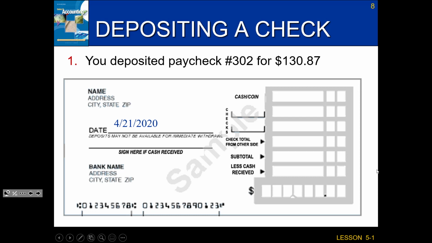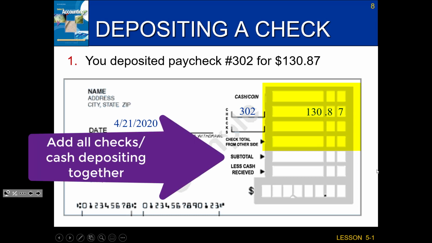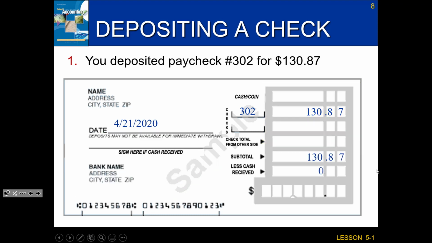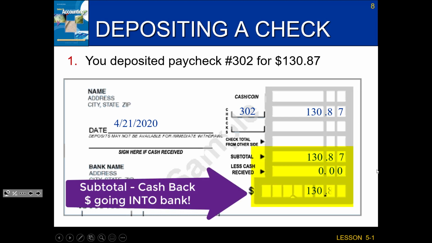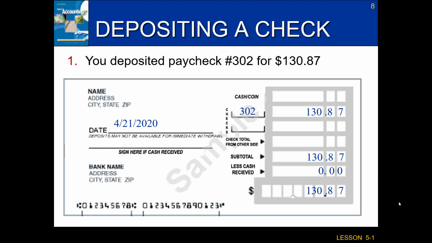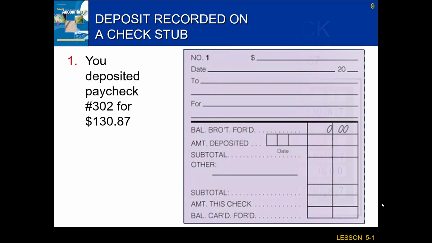And then since it's a check that I'm depositing, I'm going to put the number. I'm depositing check number 302. It's for $130.87. And since this is the only check I have, my subtotal in these 4 lines is just $130.87. In this case, I don't want any cash back, so the total amount of money going into the bank is $130.87.